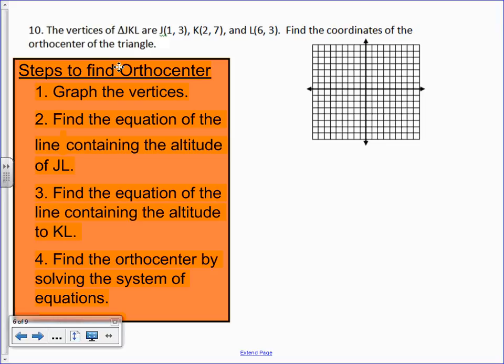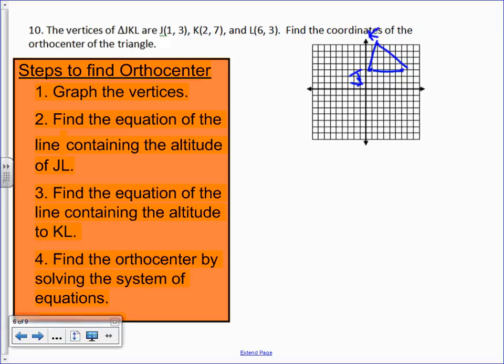So we have 1, 3. Looks like my board's a little off. 2, 7. 1, 2, 3, 4, 5, 6. It's right up there. And then 6, 3. 1, 2. That's our triangle. Not perfect. But looking at that, we are going to have to find the equation of the line containing the altitude of JL.